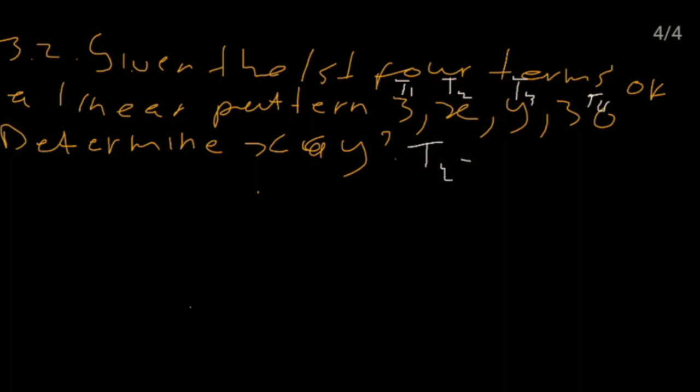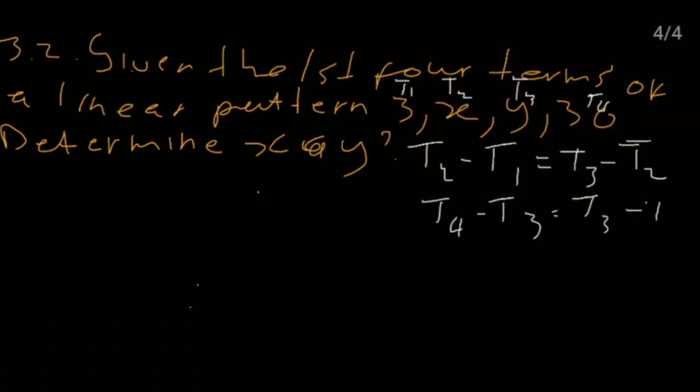number, and we determine that constant number by saying T2 minus T1 should equal T3 minus T2, and then again T4 minus T3 should equal T3 minus T2, right? That's how we determine the first difference.